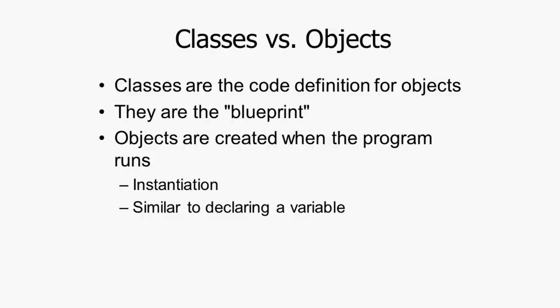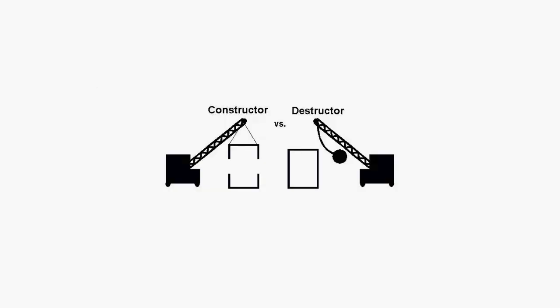So this is a plain thing. Coming to classes versus objects, we can say that classes are the code definition for objects. We define how an object needs to look, so we can call them a blueprint, and objects are created when the program runs. When we run the program, objects get created in the heap, the main memory, and the reference will be stored in the stack. That is similar to declaring a variable.